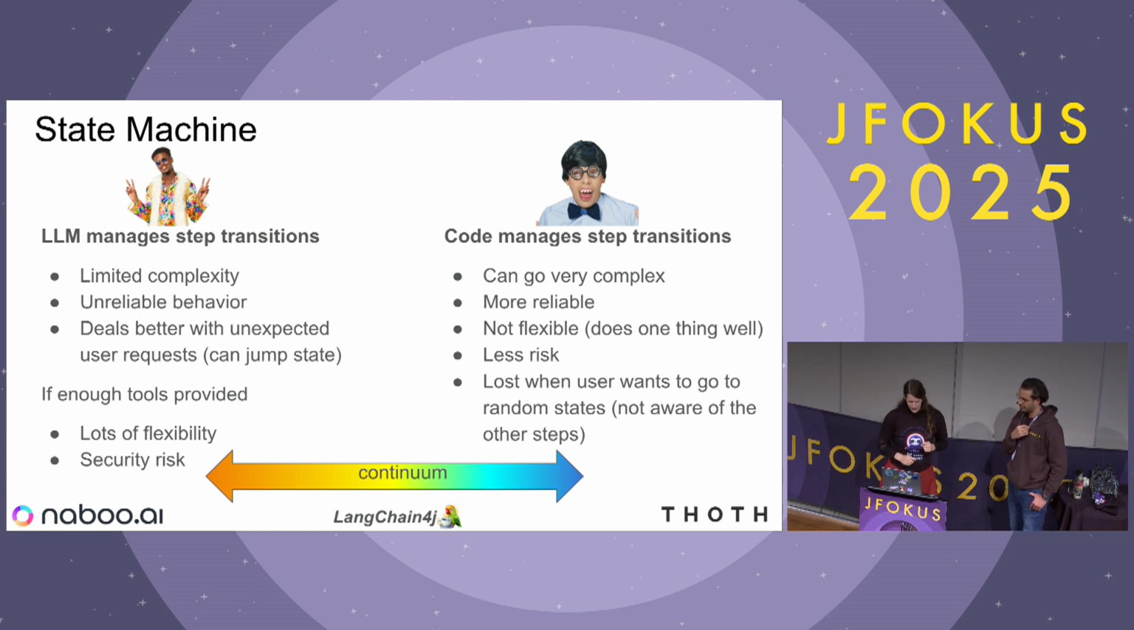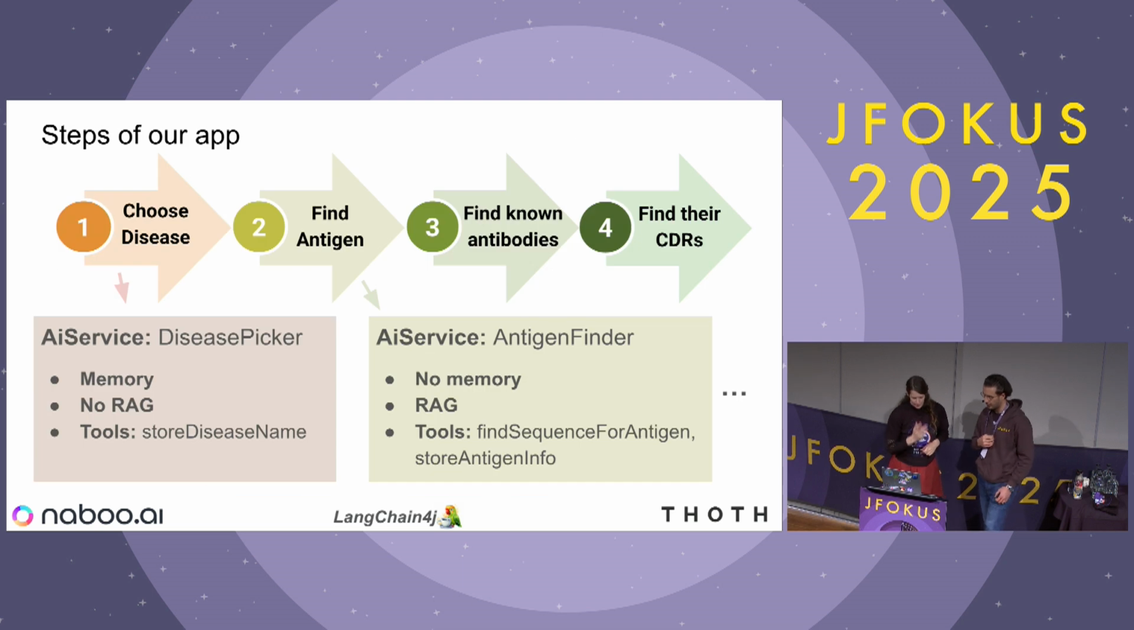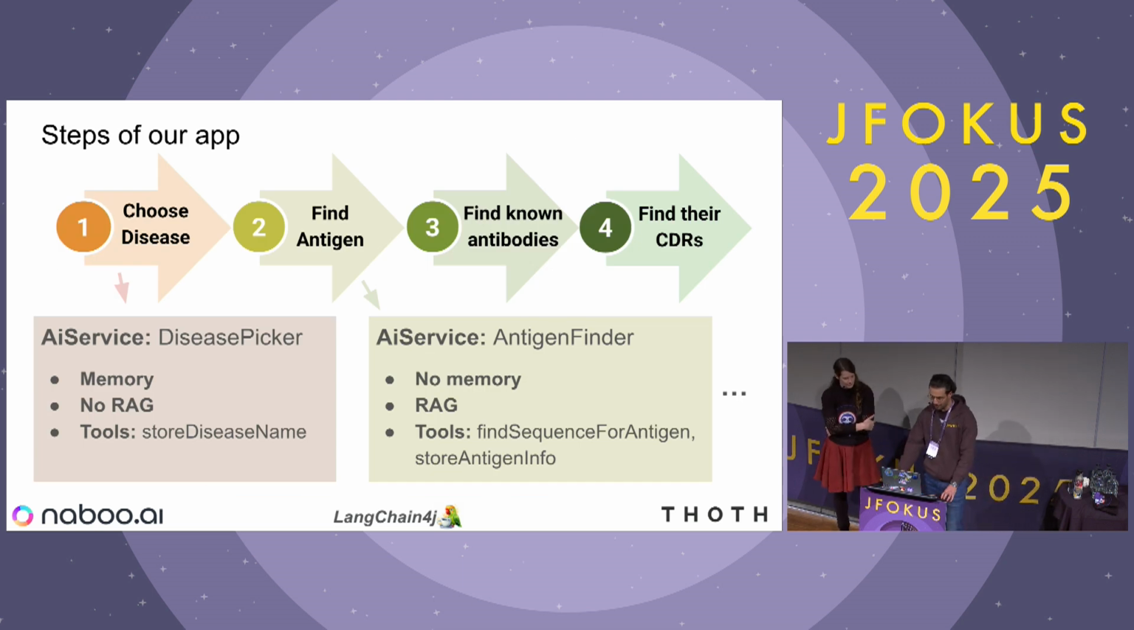Good, so we made a state machine version of this, where we have separate AI services taking care of all the steps. Yes, and we mapped all our steps with different AI services. So each step has one single responsibility. As you see here, the first step, choose disease, is the step that allows us to choose the disease that we want to tackle.